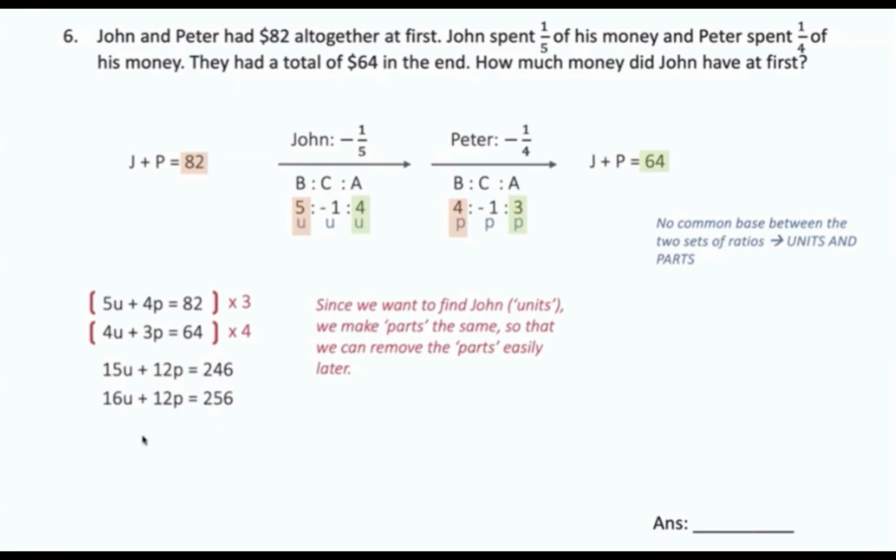Now use the larger number on the right minus the smaller number. So 256 minus 246, meaning the second statement minus the first statement. On the left side, your 12 parts minus 12 parts will be gone. The units will be 16 units minus 15 units, so you get 1 unit. On the right side is 256 minus 246. Therefore, 1 unit is equal to 256 minus 246, and you get this. Any question until here?